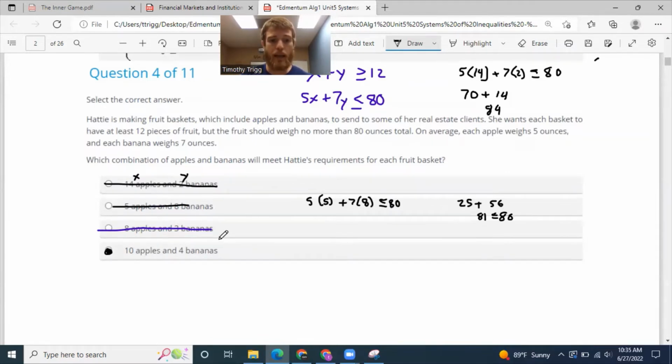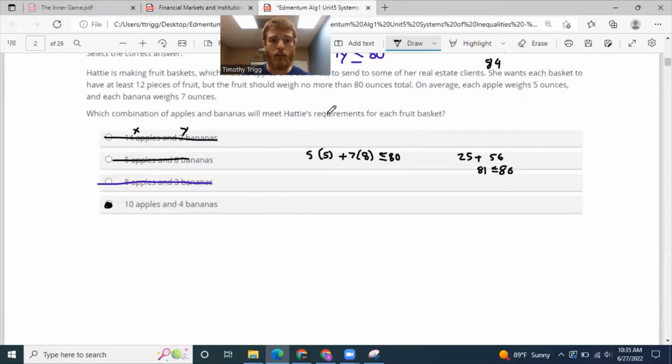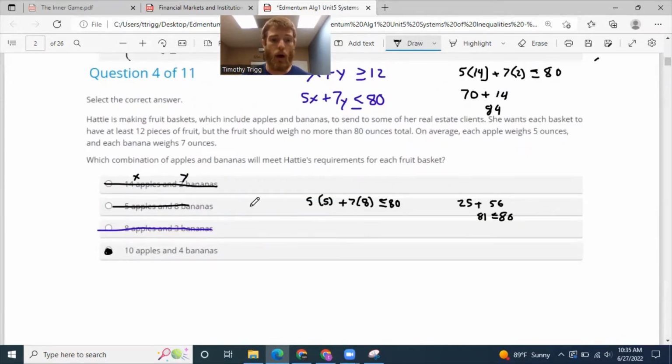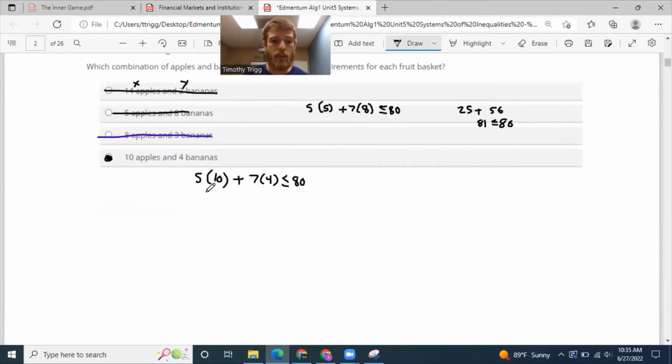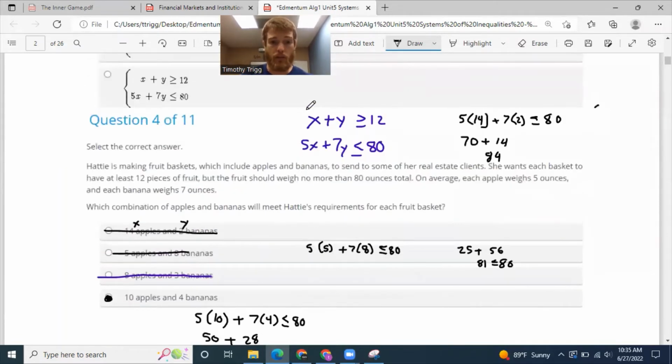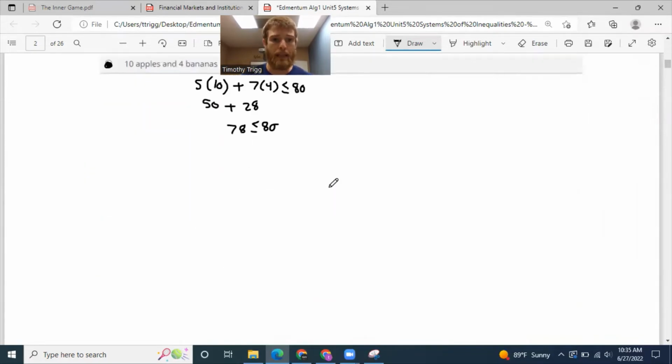10 apples, 4 bananas. Let's double check, replacing x with 10 and y with 4, giving us 5 times the number of apples, so 5 times 10, plus 7 times the number of bananas, so 7 times 4, and I want this to be less than or equal to 80. So 5 times 10 is 50, 7 times 4 is 28. This adds up to 78, which is definitely less than or equal to 80, right? So it works for both inequalities. They add up to be greater than or equal to 12, and also fulfilling this one, the total weight being less than or equal to 80.